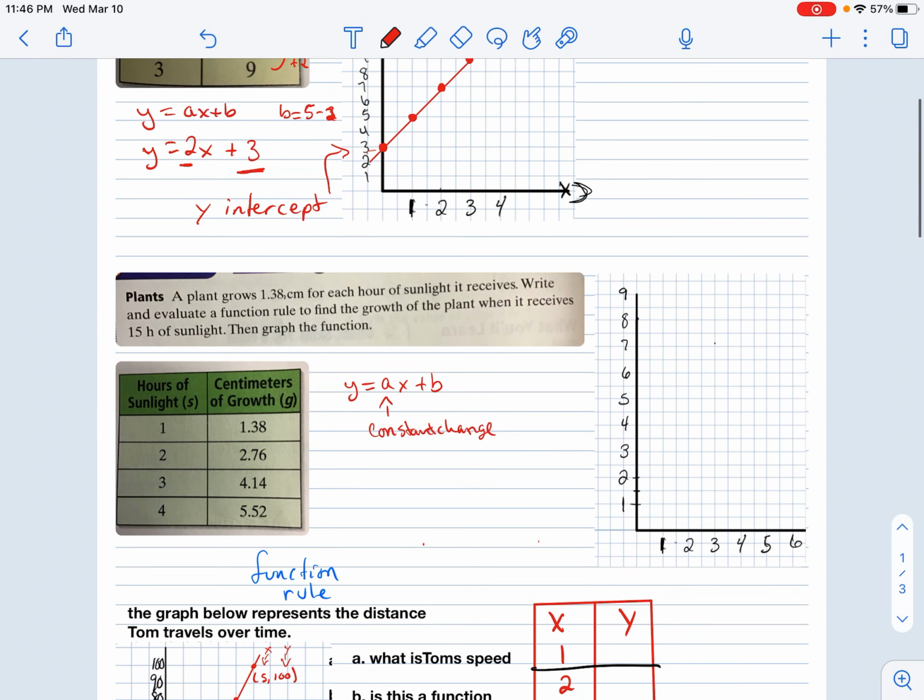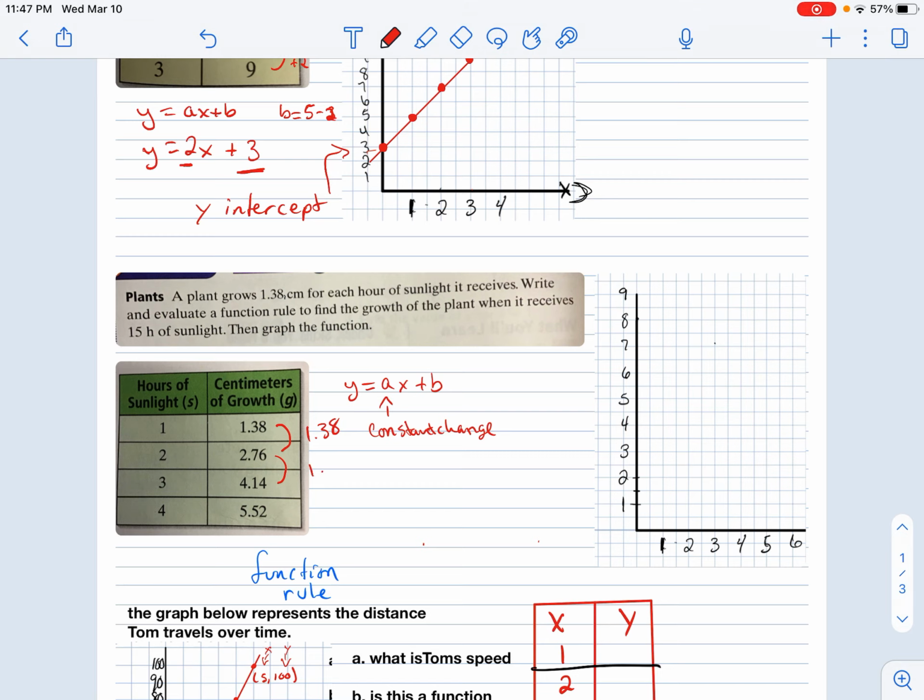Okay, so next one, we have a plant that grows at 1.38 centimeters for each hour of sunlight it receives. Write and evaluate a function rule to find the growth of the plant when it receives 15 hours of sunlight, then graph the function. So we need to find our function rule, which is y equals ax plus b. A is going to be the constant change. And so we can check, okay, what do we add to get 2.79? And we'll find that that's 1.38.